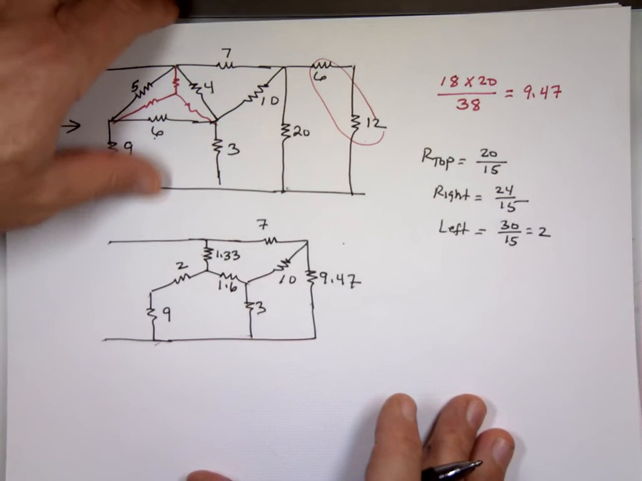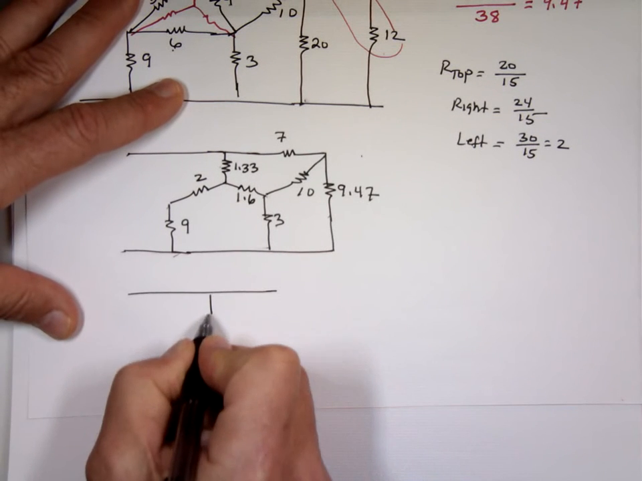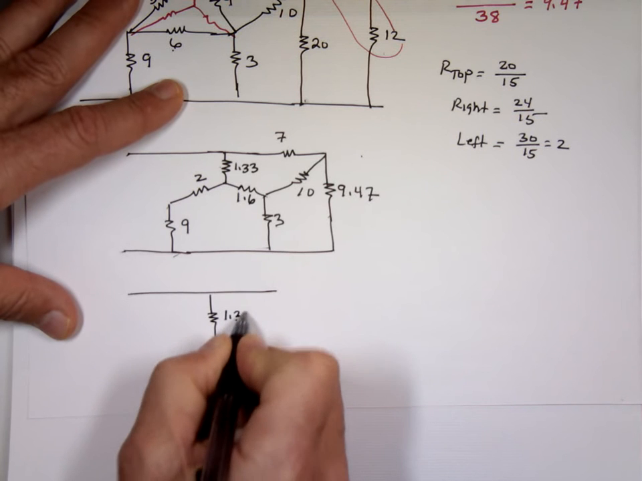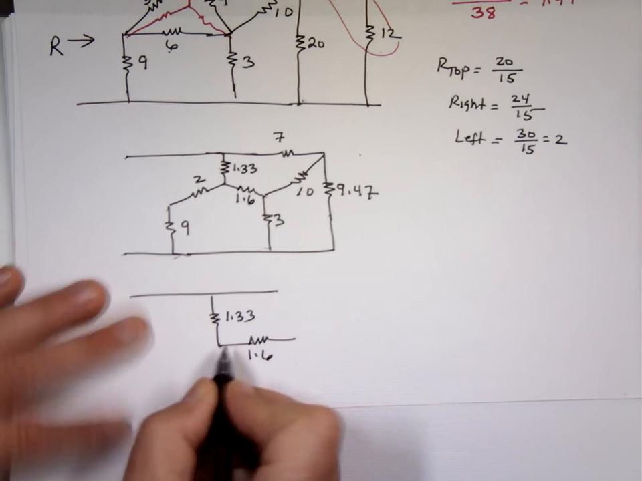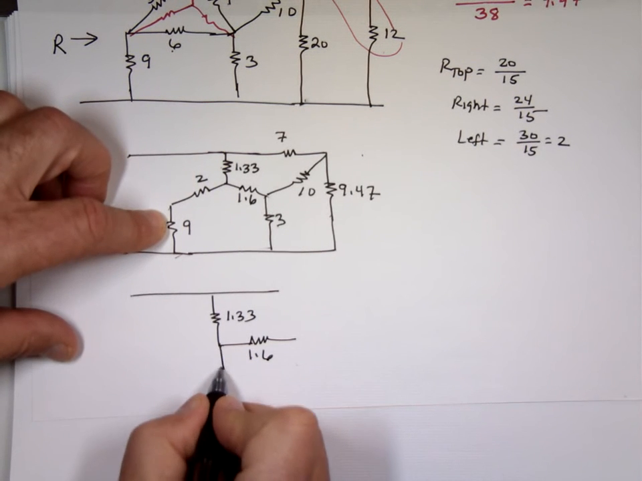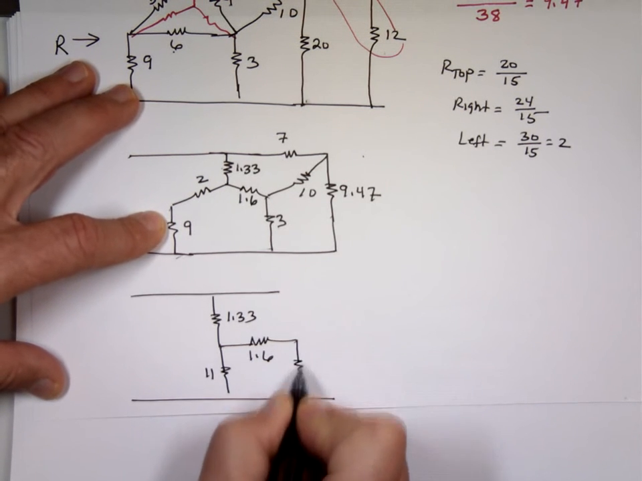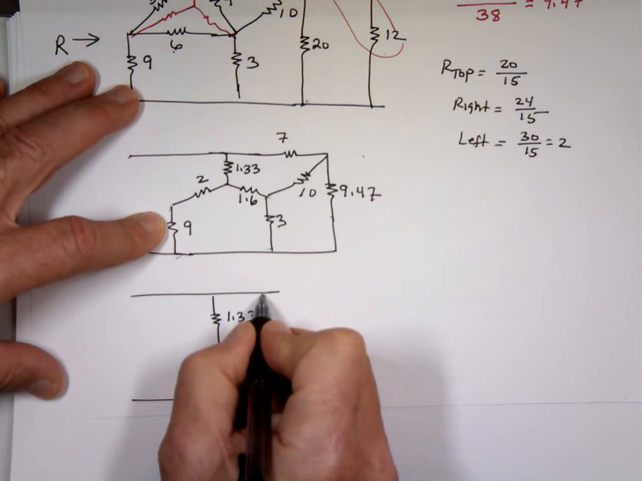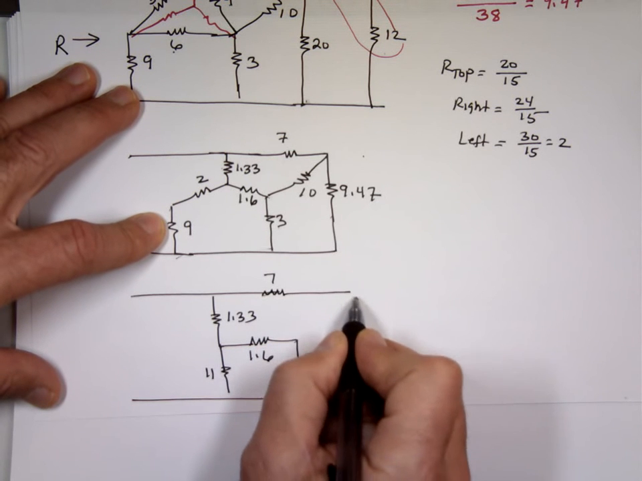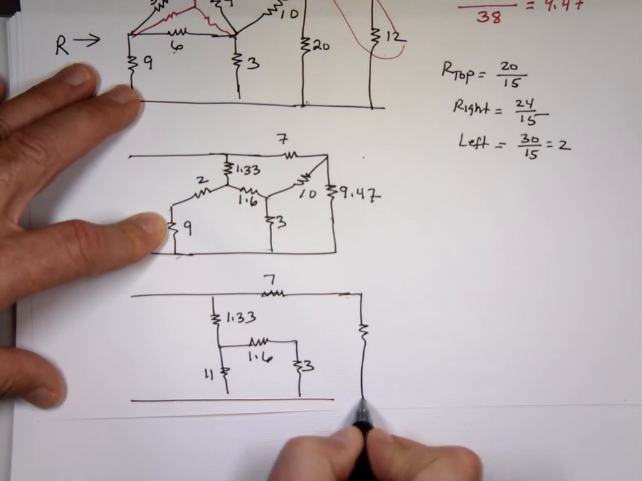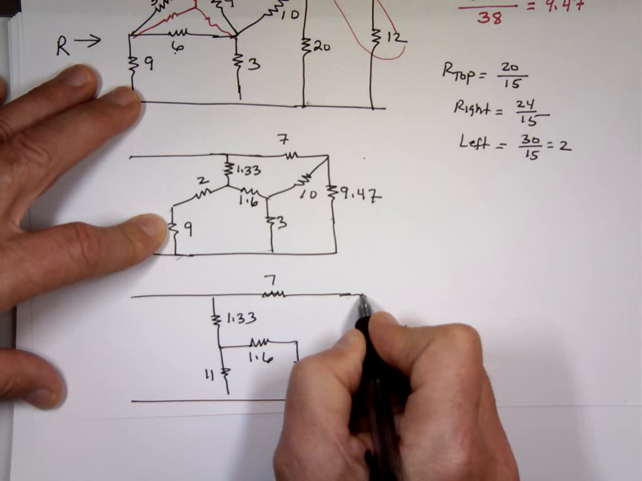Let me clean it one more time. I can take the 2 and 9, make it what, 11? 1.6 and 2 and 9, which is what? 11. 3, 7, 9.47, and I got what, that 10 ohm here? Did I leave anything out?